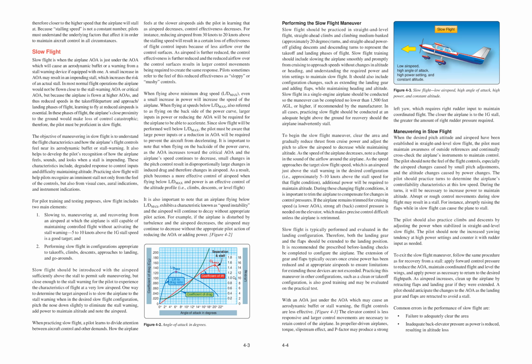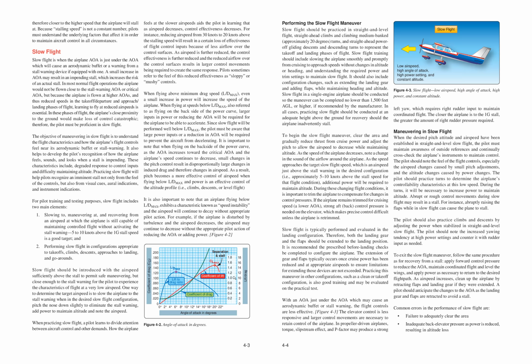Because stalling speed is not a constant number, pilots must understand the underlying factors that affect it in order to maintain aircraft control in all circumstances. Slow flight is when the airplane AOA is just under the critical AOA, which will cause an aerodynamic buffet or a warning from a stall warning device if equipped with one. A small increase in AOA may result in an impending stall, which increases the risk of an actual stall.